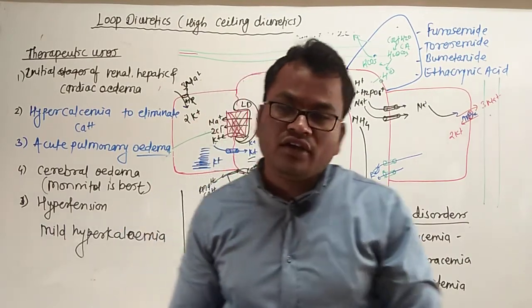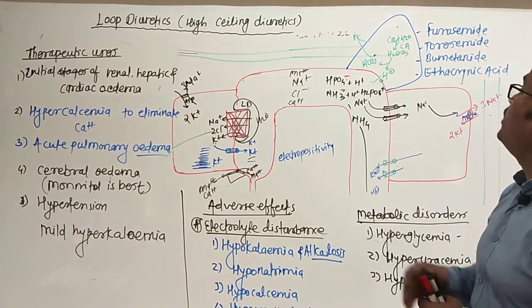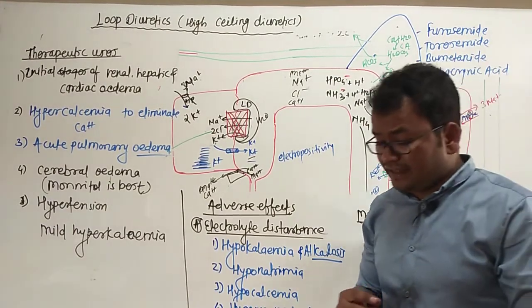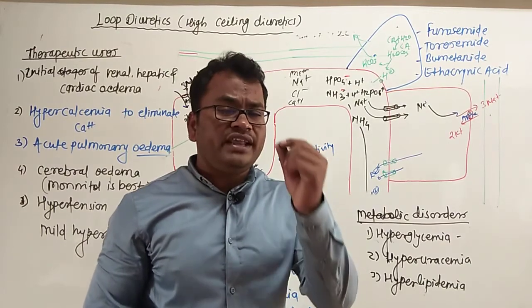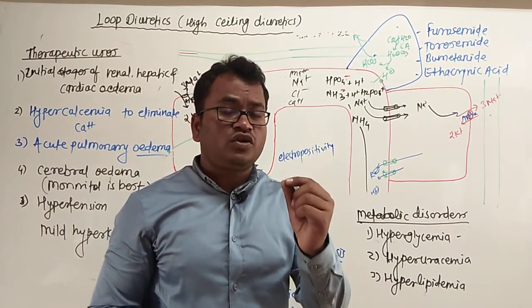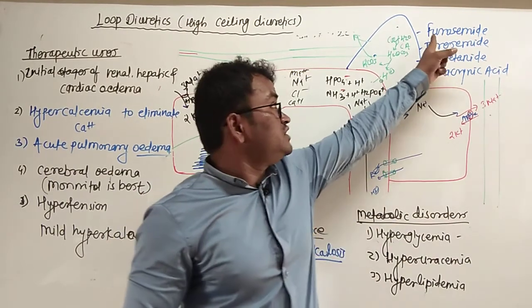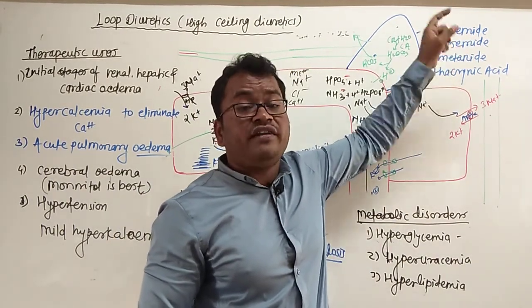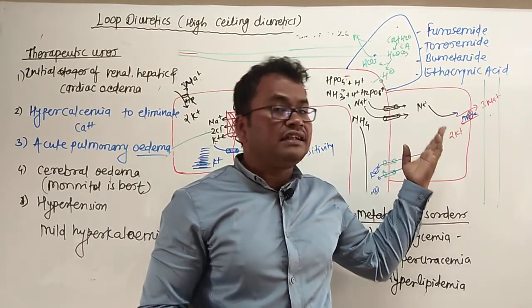So this is about the loop diuretics, which are furosemide, torsemide, bumetanide and ethacrynic acid. Majorly furosemide is used, 20 mg BD or TDS. This drug is mainly given in the morning, or if the patient has a catheter, it may be given to the patient in the night shift.